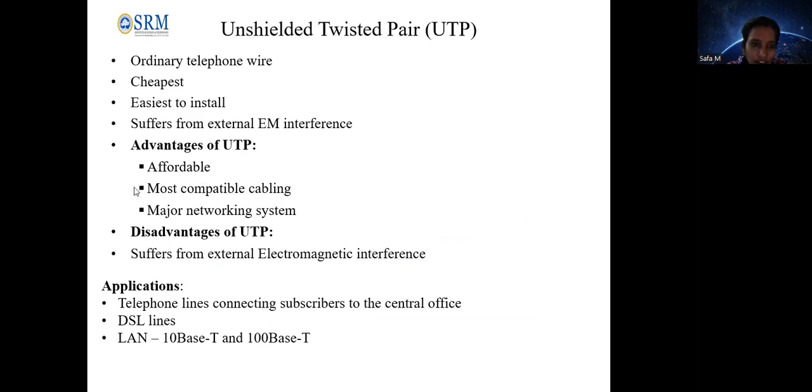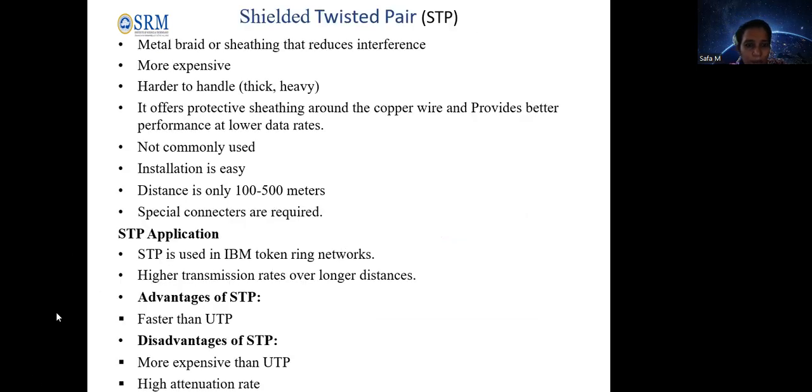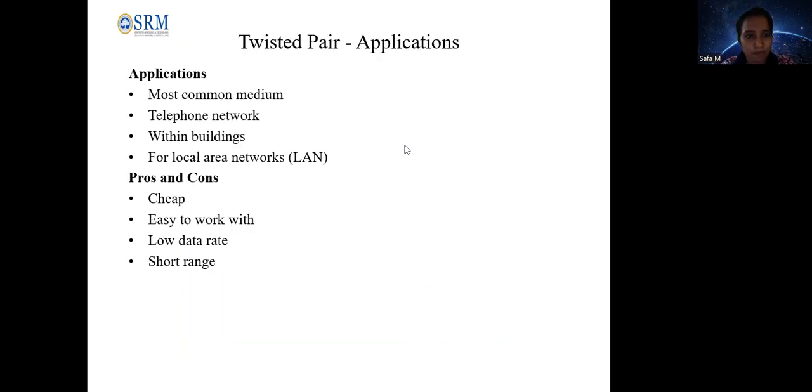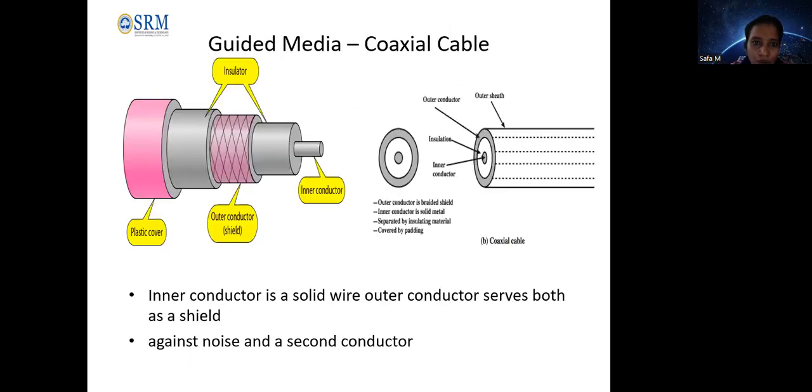The unshielded twisted pair's advantages are that it is affordable and the most compact cabling, whereas it suffers from external electromagnetic interference. Telephone lines are considered an application. The STP is more expensive, heavier and harder, and its installation is easy. The distance is 100 to 500 meters. It has a higher transmission rate, faster than UTP. The ranges, categories and where each is used have been given. Most commonly it is used within buildings or in the telephone network, and it is cheap with a lower data rate.